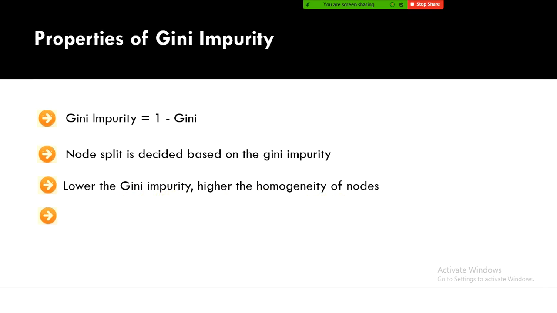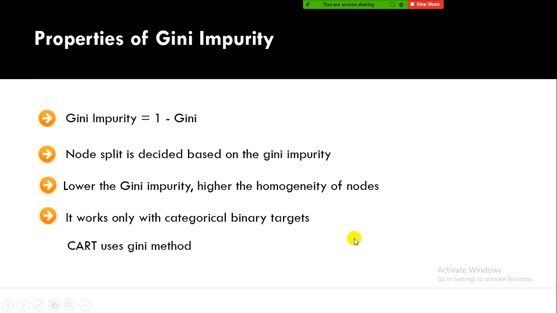We used gender as well as class columns, those two features. Of those two, the gender column has lesser Gini impurity. That means that column has higher homogeneity. It works only with categorical binary targets. This is very important. Gini works only with binary categorical variables. If you have a multi-class variable, then you cannot use Gini. That is what I am trying to say.